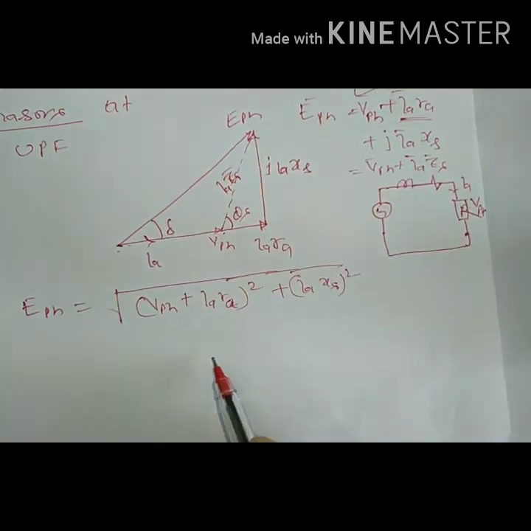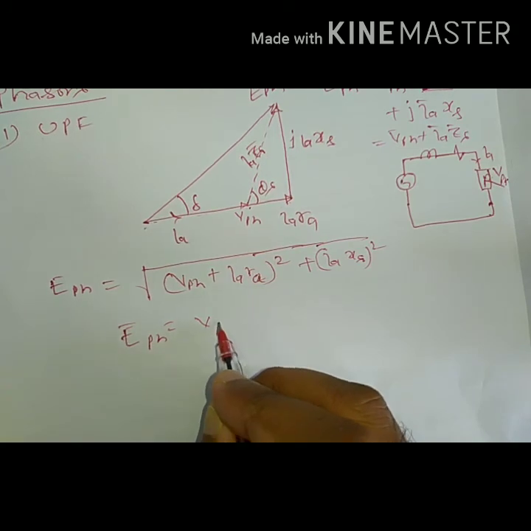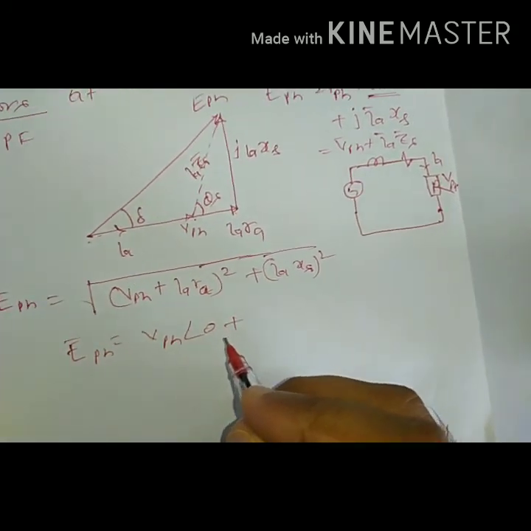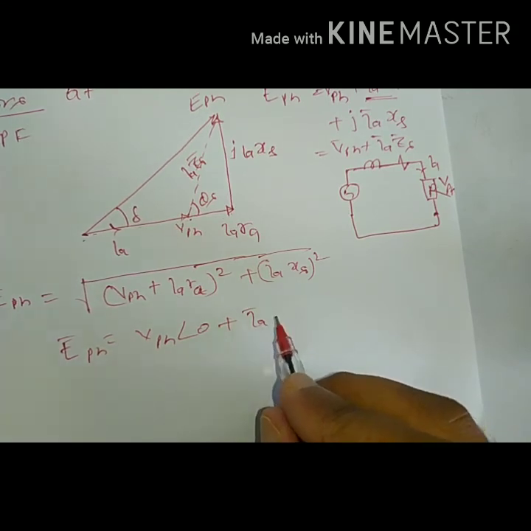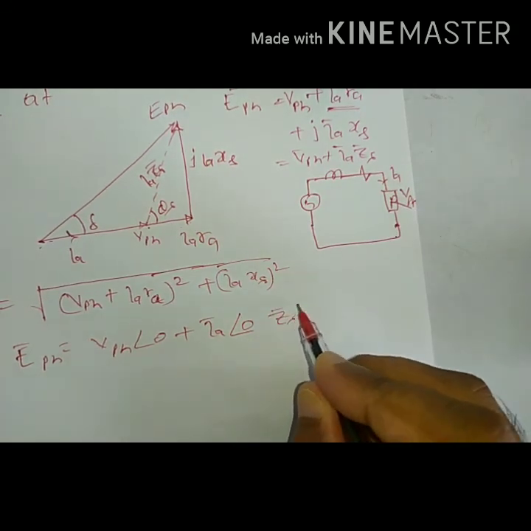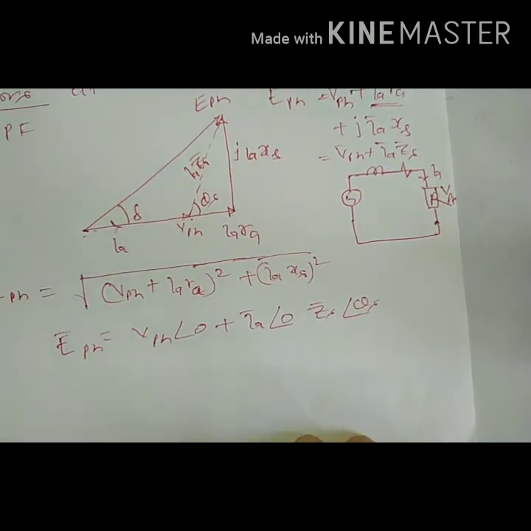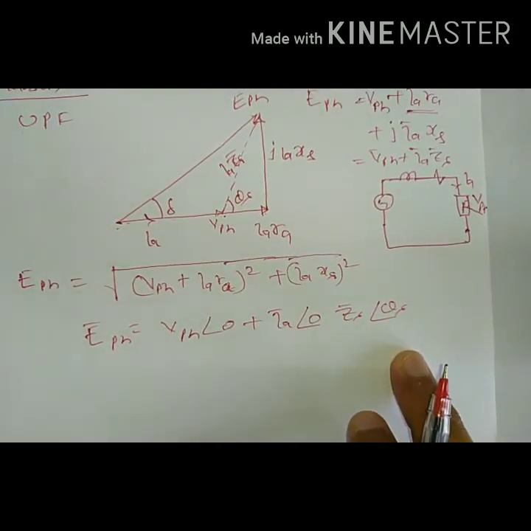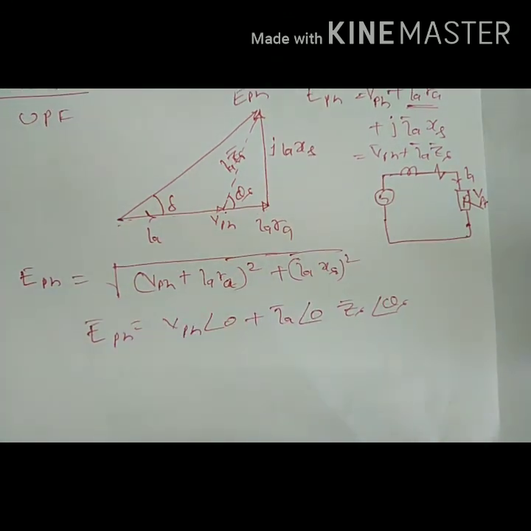In complex form I can write EPH equal to VPH at angle 0 plus IA, as unity power factor it will be at angle 0, into ZS at an angle of theta s. Right, so this can be written in this form also, and in magnitude we can find it like this also. For lagging power factor and leading power factor we will see the phasor diagrams later on.